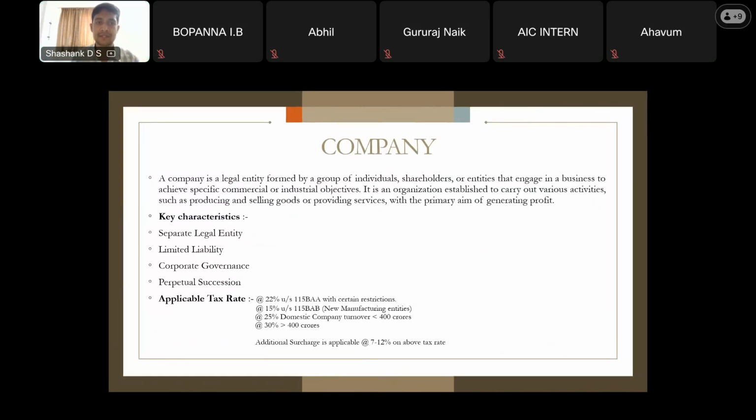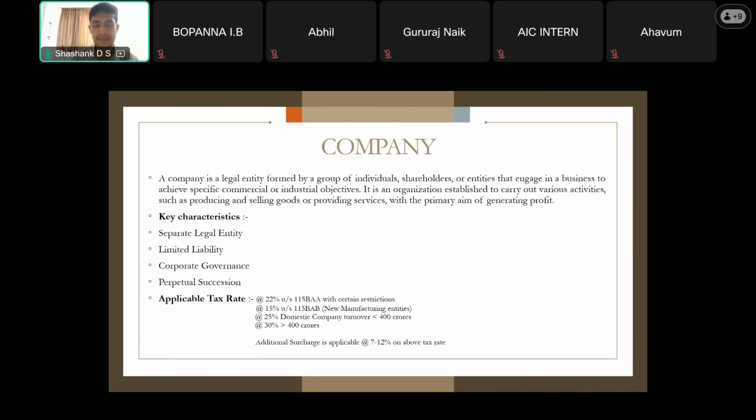Coming to the next structure, a company, a private limited company, the minimum number of members required to form a company is two. In addition to the members, the shareholders, we will need two directors. The directors can be the same as the shareholders, or it can be a different set of people appointed as directors. So the minimum requirement is two shareholders and two directors, and shareholders and directors can be the same. It need not be different.